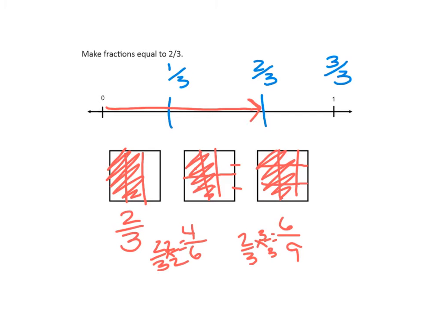So if you needed to find an equivalent fraction to 2/3, you could use 4/6. You could also use 6/9. And there are others that you could use as well, as long as you're multiplying a number by 1, which is any fraction with a numerator that's the same as the denominator.